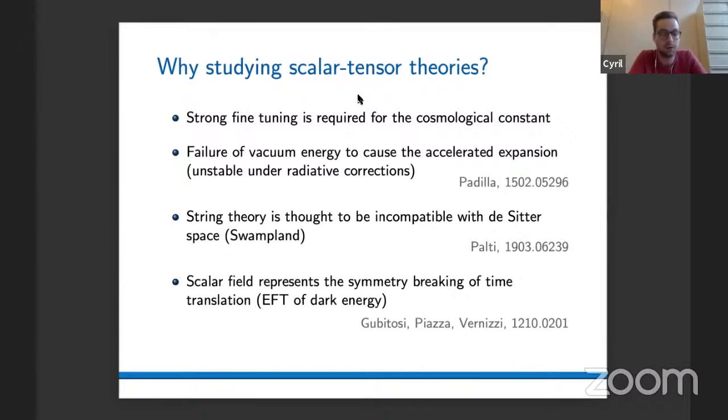And finally, we can also imagine this scalar field to be the representation of the symmetry breaking of time translation. So if gravity at large scale does not preserve time translation symmetry, there would be a generated scalar field in the same way you have the Higgs boson. And this is in the context of the effective field theory of dark energy. So in a sense, studying scalar fields in cosmology is like testing the foundation of general relativity, and in particular, the symmetry of the time translation.